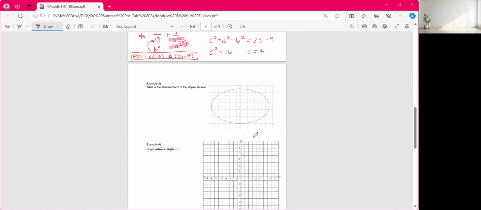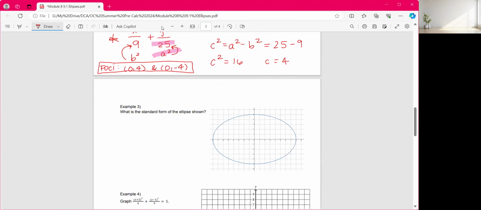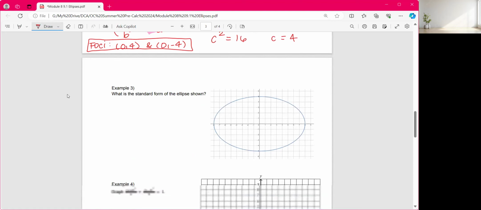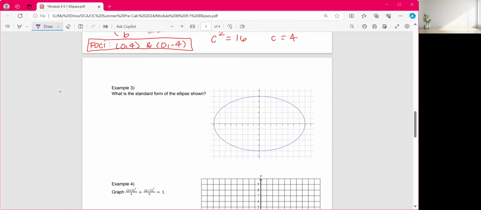So my next example, let's practice writing the standard form of the ellipse that is shown in this picture. Let's zoom in a little bit here. Some key information that I have to point out is the center. My center is at 0, 0, which tells me that I'm going to have x squared over something plus y squared over something equals 1.